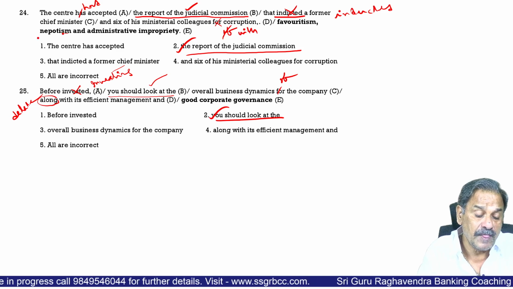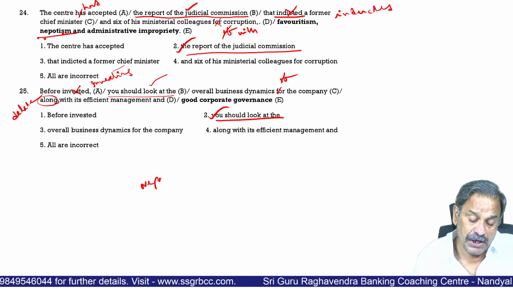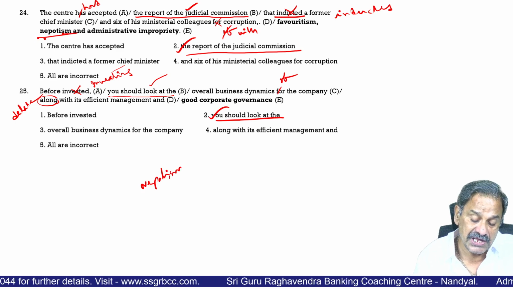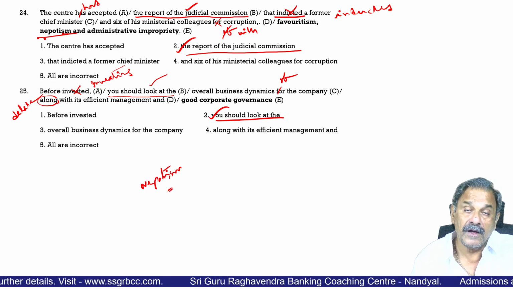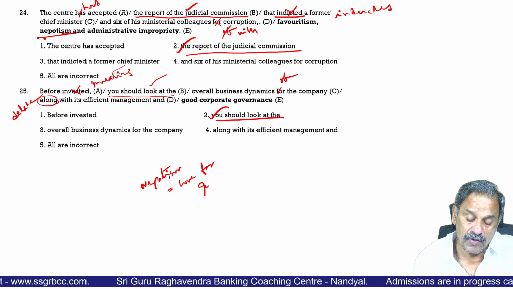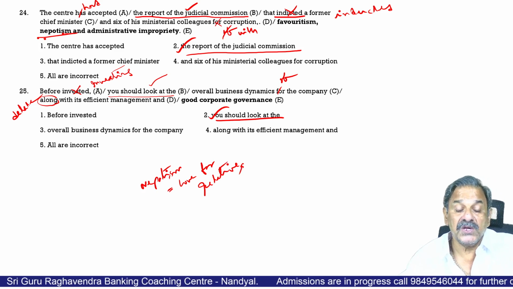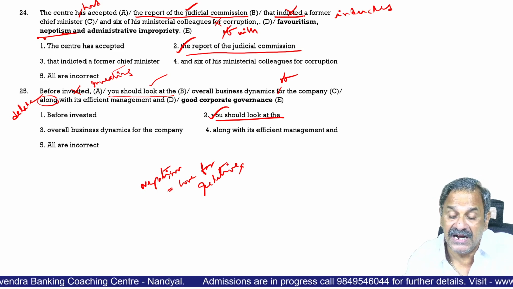Nepotism means love for relatives. Love for relatives, that is called nepotism. So here it is "the center", inducted, not indicted.